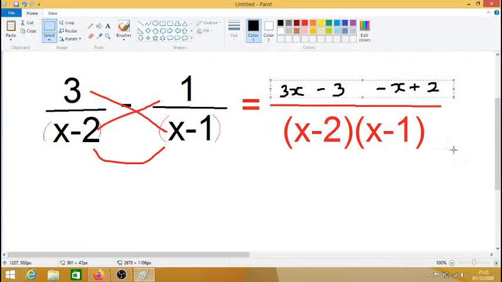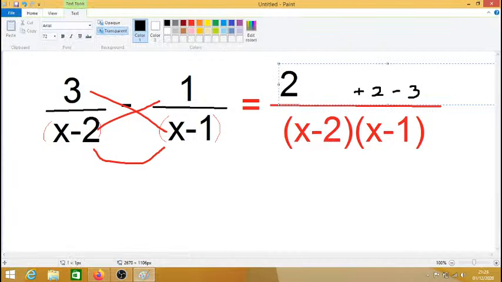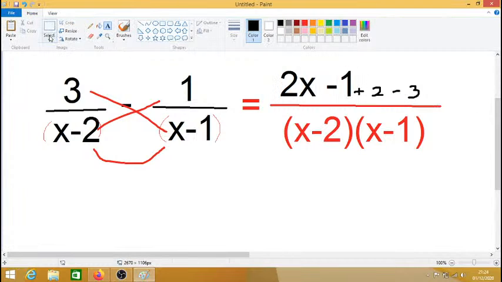And then notice that if I just swap this around a little bit, the minus 3 can be joined with the plus 2. The minus x is better sitting next to the 3x. So I've got 3x minus x, that's 2x. And I've got plus 2 minus 3, that's minus 1. So on the top, it's just 2x minus 1, which hopefully you've got.